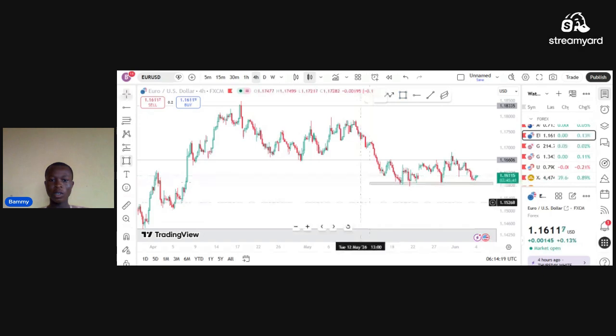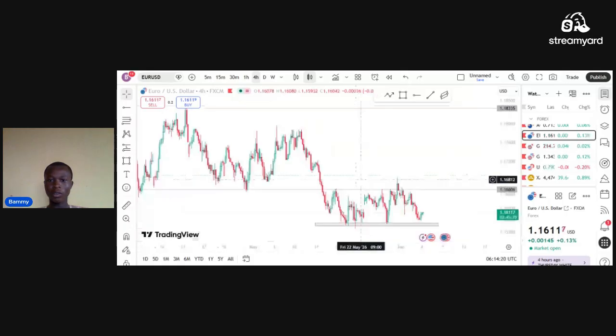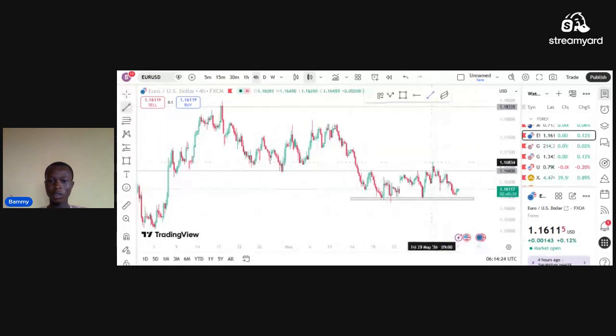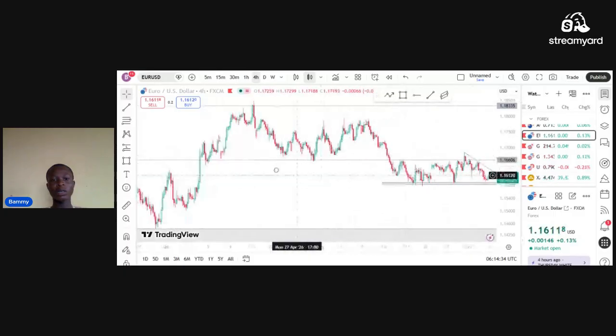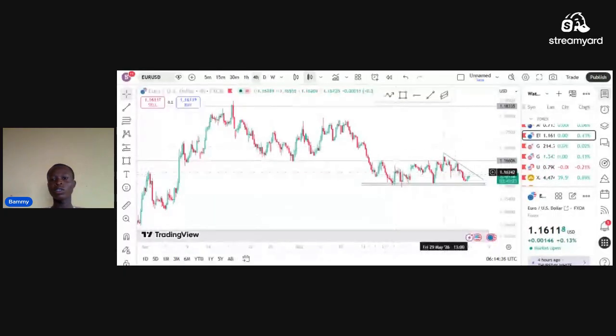So I can see a trend line. I can mark out a trend line here. That's what I can see. Note that I'm working towards the current price of the market. I'm working towards the current price because that's where I will be taking my opportunities.